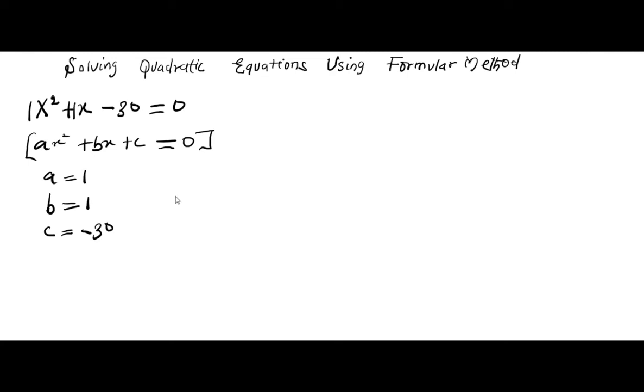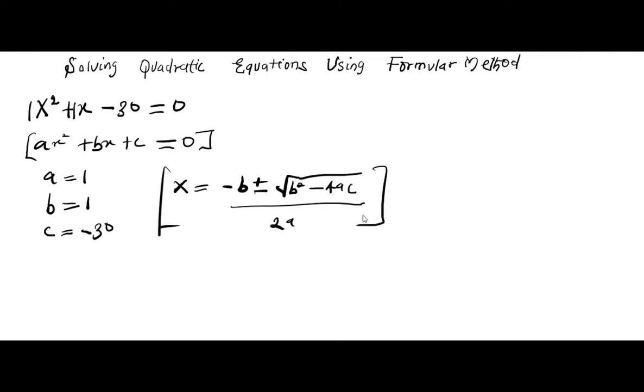Then you now go straight to your formula. The quadratic formula is given by x equals to minus b plus or minus root b squared minus 4ac all over 2a. So this is the formula that we are going to be using to solve this quadratic equation. So you have your a to be 1, your b to be 1, then your c equals to negative 30.